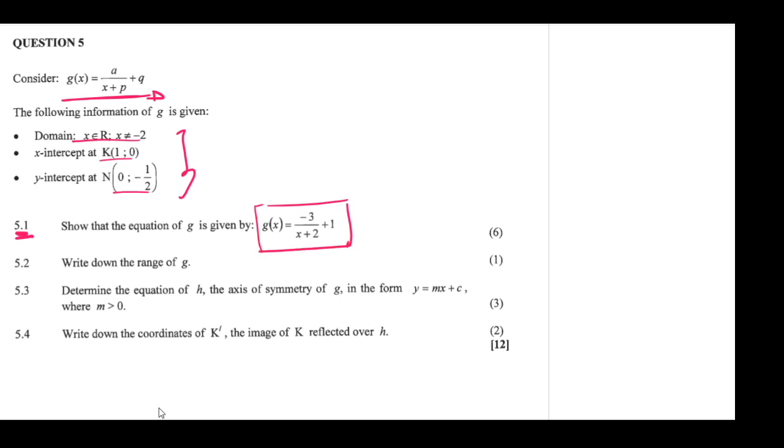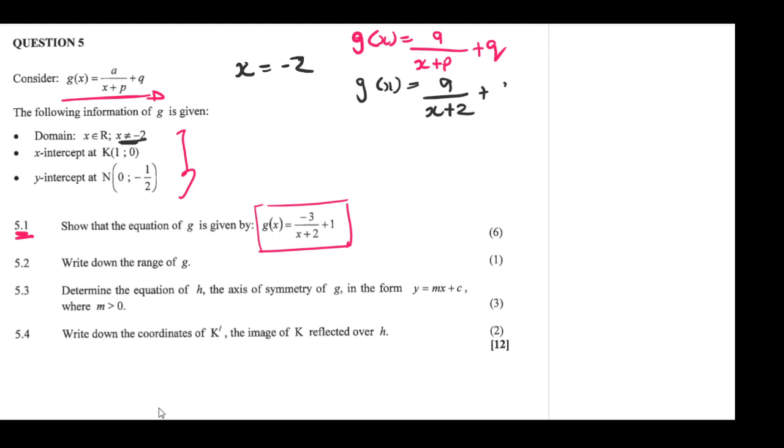So the first thing you're going to do is you have your g of x being equal to a over x plus p, plus q, right? And what we can take from the information given is that we are told that this is a domain. x is not equal to minus 2, right? So this tells you that your asymptote is actually minus 2, right? So if you write your g of x, you're going to have a over x plus 2, plus q, right? Because this minus 2, when you take it that side, is going to be x plus 2 equals 0, right? So now you are having your p, right?